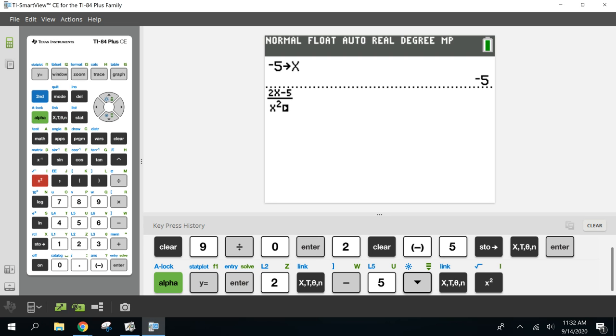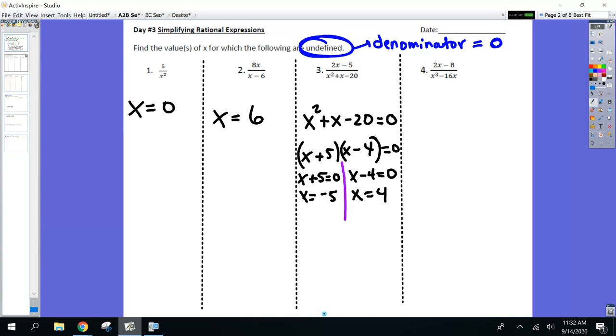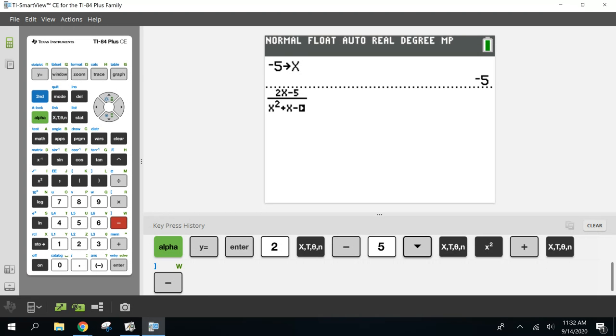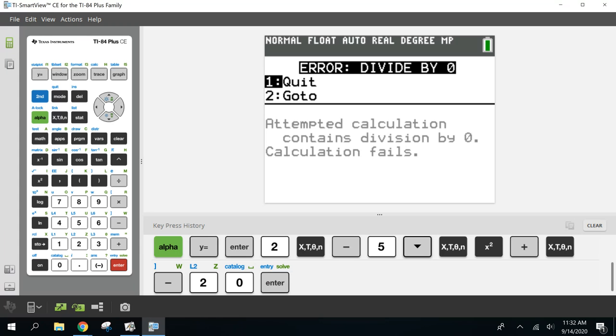X squared. Plus x. Plus x minus 20. I cross my fingers. Yes, I got an error. That means I did it correctly. Okay? Now, but we got another answer, right? Which was what? Positive 4? Okay, let's check that, but you'll see we can go a lot quicker now checking it.